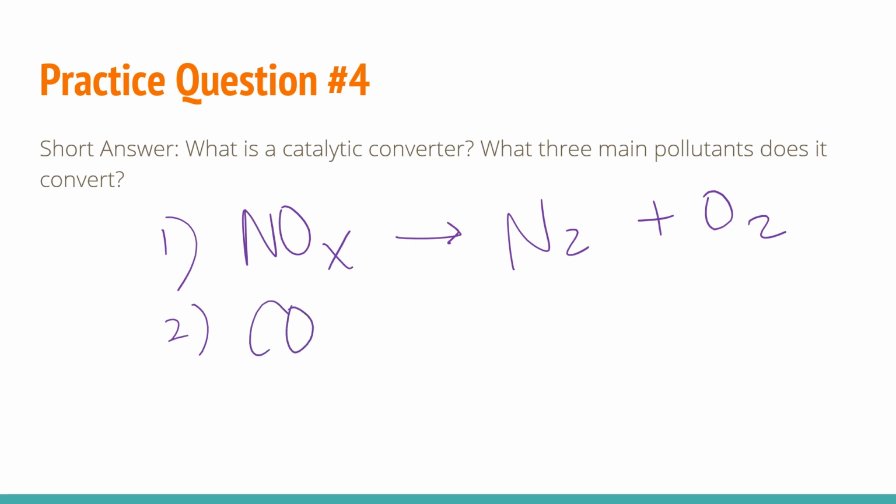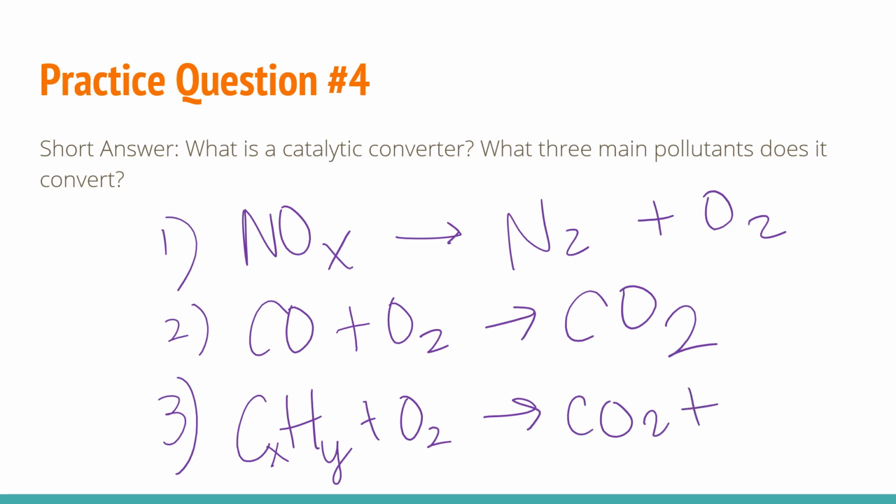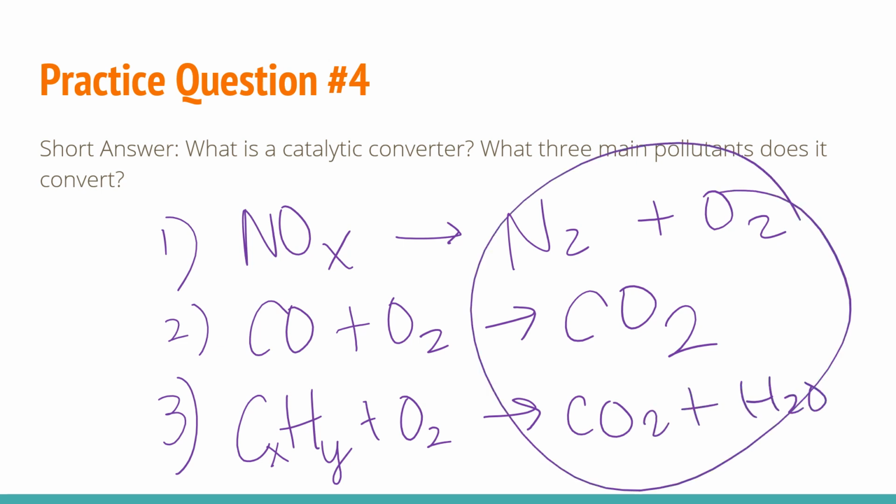So carbon monoxide in the presence of oxygen turns into carbon dioxide. And then the third one was any unburned hydrocarbons. I'm just going to put an X and then Y. So if I take any unburned hydrocarbons and mix that with oxygen, I can make carbon dioxide and water. So all of these right here, these are not the criteria air pollutants.